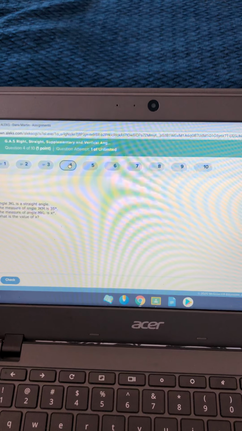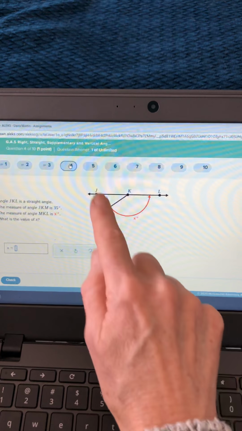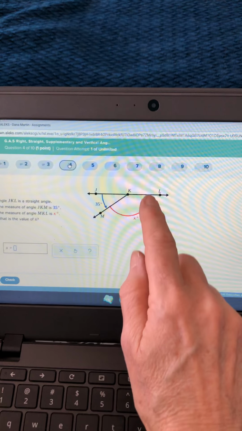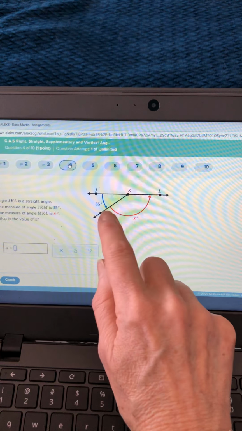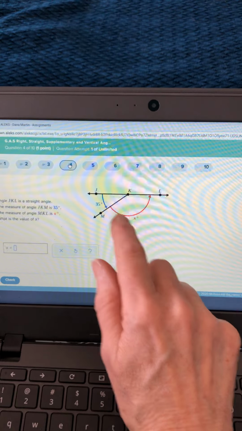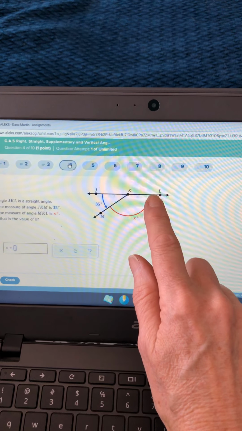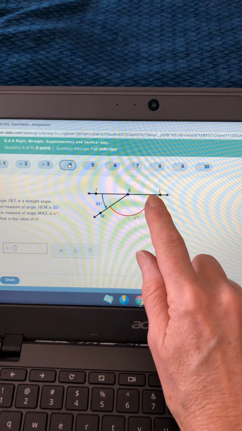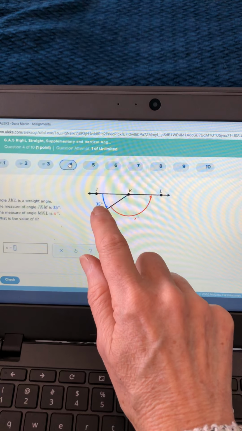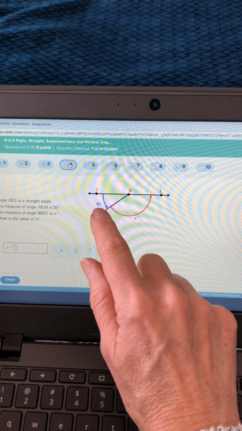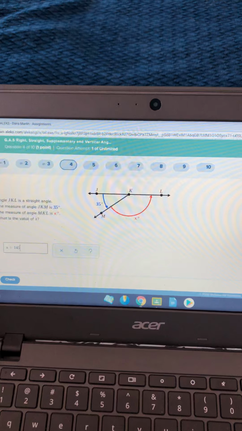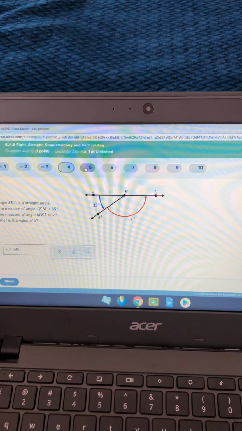Told you this was easy. Okay. This is supplementary. It's a straight angle. So all of this is 180 altogether. So we're looking for the big angle. That's called an obtuse angle. That's called an acute angle. 35 and this angle added together equal 180. So what do you think it is? Well, we know it's 100. And then what plus 35 gets to 80? That'd be 45. So it's 145.